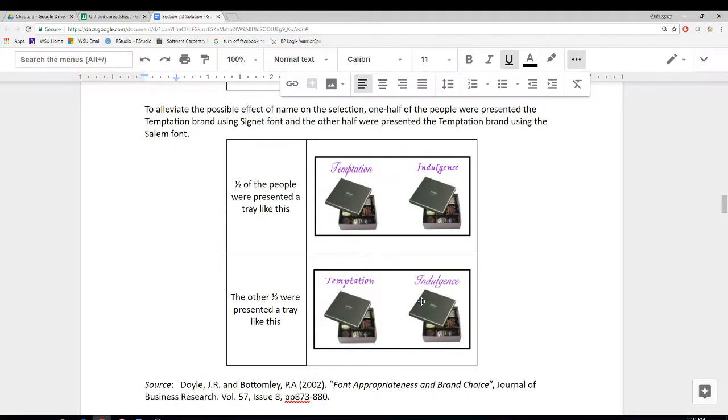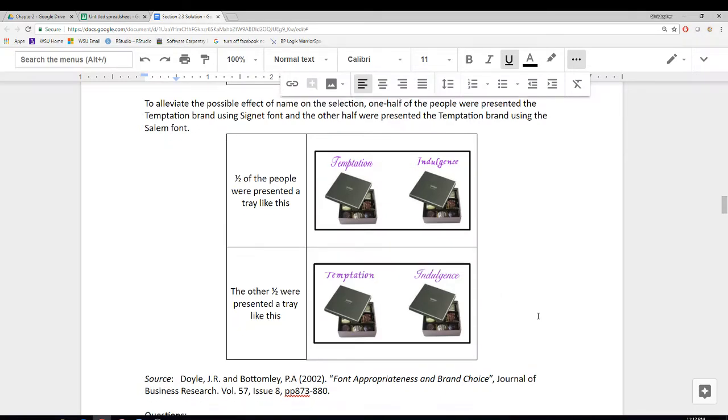The other half of the people, the Temptation name was actually in the Salem font and Indulgence was in the Signet font. So they actually changed it for half of the people. For one half, the name that was in the Signet font was Temptation. And then for the other half of the people, they switched it to Indulgence.